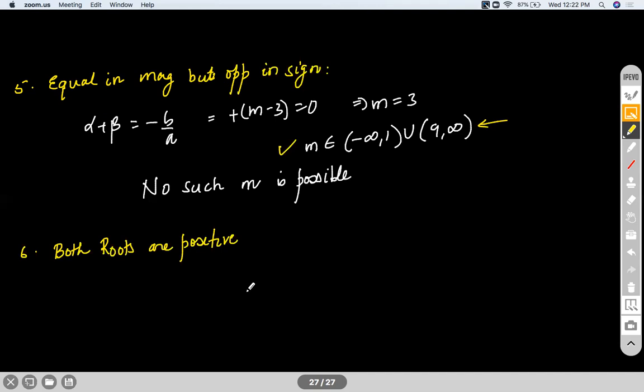Nine to infinity. Nine to infinity is absolutely correct. Excluding nine, right? Yeah, both open. Okay. Now both roots are negative. Minus infinity to one. No.